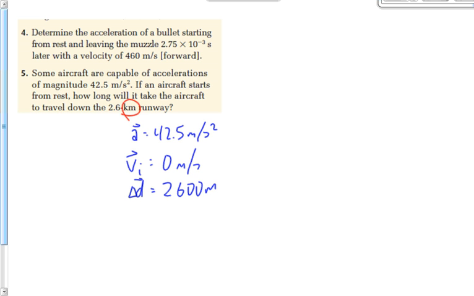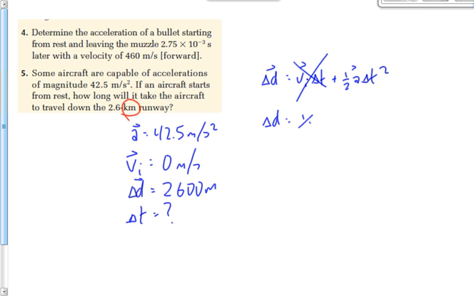And we're looking for delta t. This one's a little bit harder. How about this? d is equal to v_i t plus 1/2 a t squared. v_i is 0. 0 times t, whatever t is, 0 times that value is 0. So we end up with d is equal to 1/2 a t squared. Now it's easier to rearrange to solve for t. Okay, you got to get t by itself. Let's take the half and the a over to the other side.